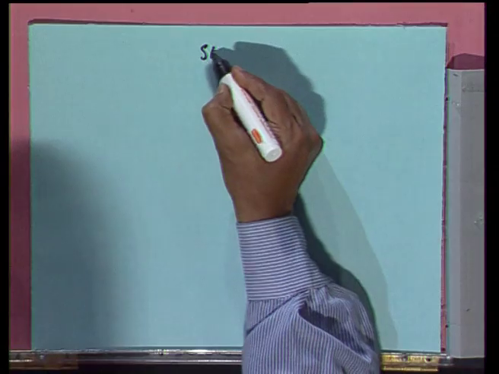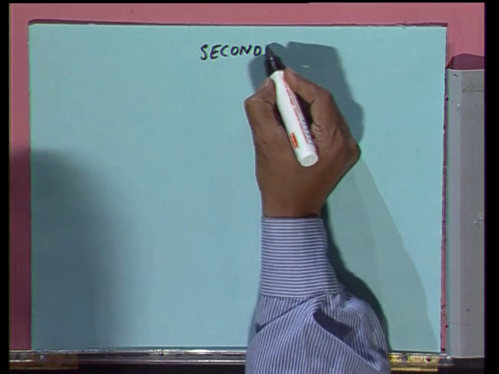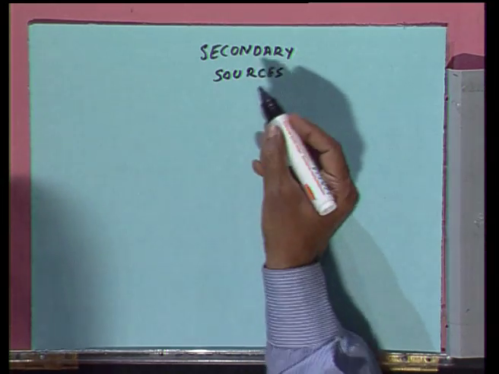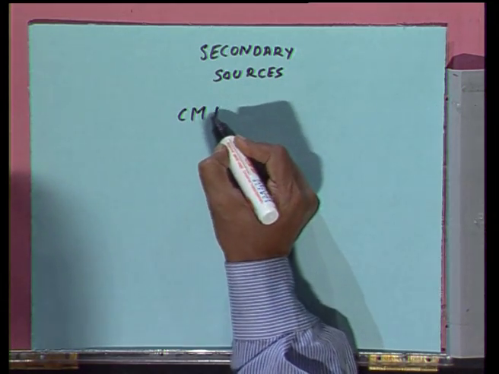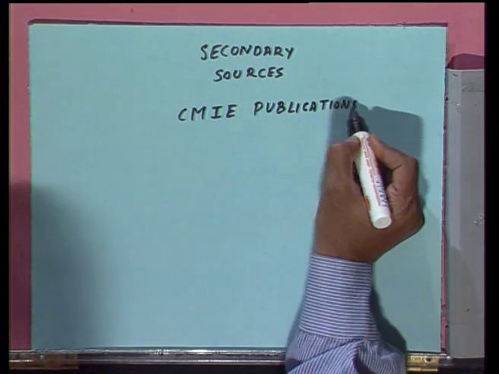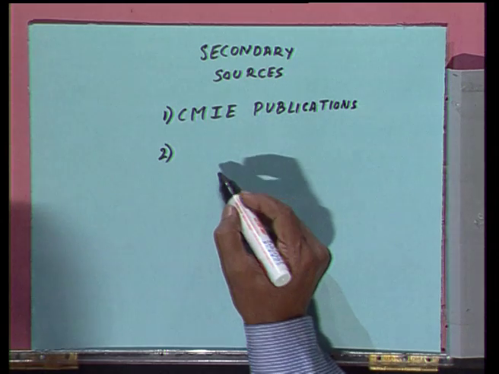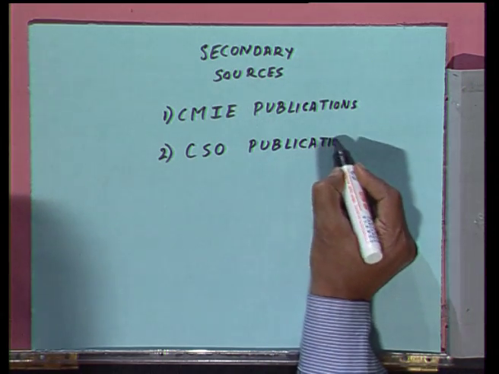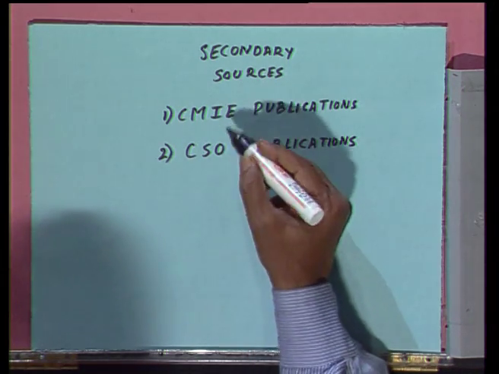In both cases, consumer as well as industrial products, the sources of data that are available for getting the past data to fit the linear model to forecast the demand are the secondary sources of data: the CMIE publication, which gives the most reliable past data, as well as the CSO publications. This is as far as the all India estimate of demand is concerned.